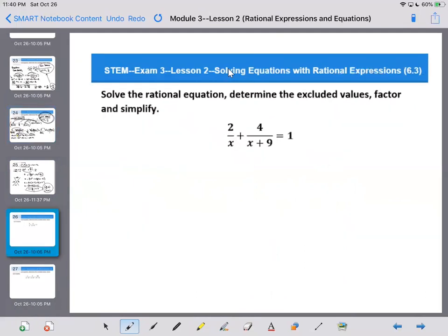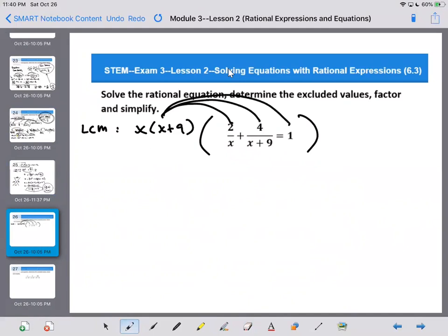So let's look at another one. This is a little smaller. You're looking at your LCM. I'm seeing x, and I see x plus 9. So the LCM would be x multiplied by x plus 9. That's going to be multiplied by everything. It'll be multiplied by this term, and this term. So again, I'm going to write it out longhand. So x times x plus 9, show you all the steps to it. So we can see what would divide out.